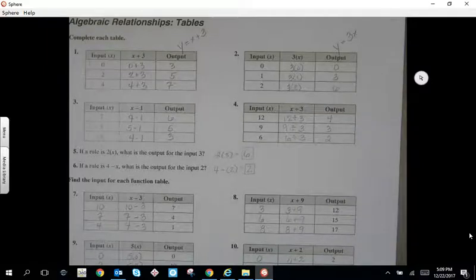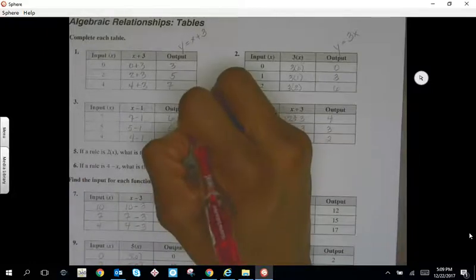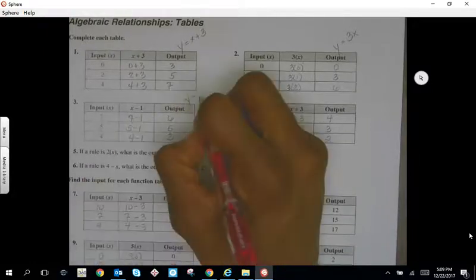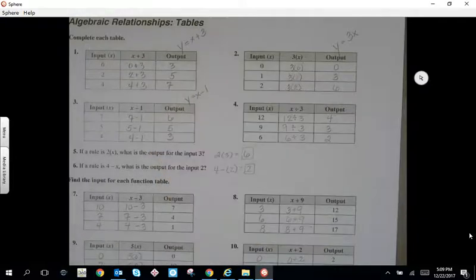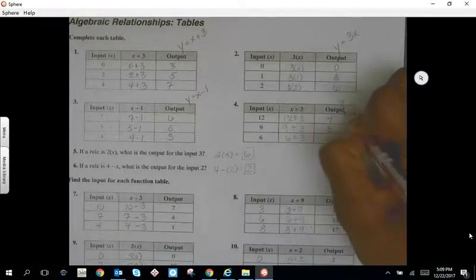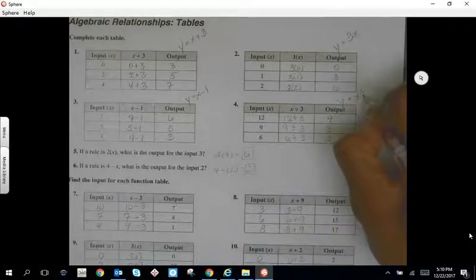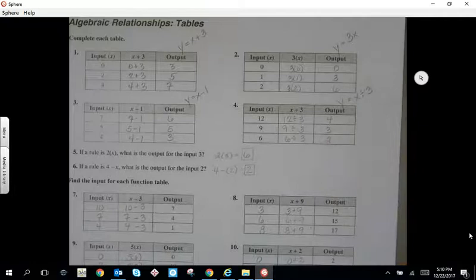Easy peasy, right? Remember, my input is x. My output is y. What's my rule? x minus 1. Okay. This one was division, but same difference. We know how to do this. My output is y. My rule, x divided by 3. So we're covering like 3 different lessons right now, but we got this.